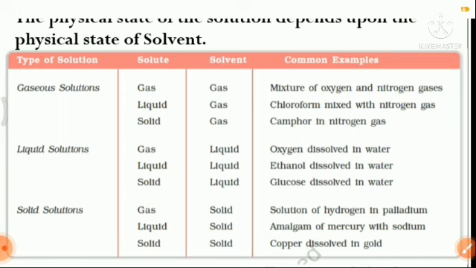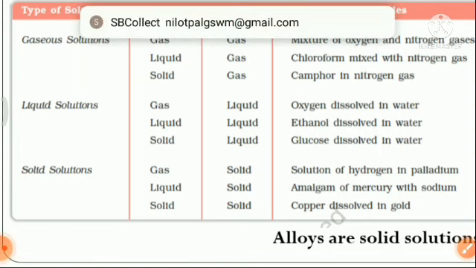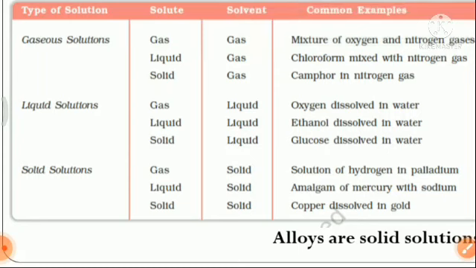So the solute can be gas, it can be liquid, it can be solid. For a gaseous solution, the solute can be anything: gas, liquid, or solid, but the solvent will always be a gas. If you look at gaseous solutions, you will see that all the solvents are gases. In the first case, if the solute is a gas, then also you will get a gaseous solution. An example is a mixture of oxygen and nitrogen gas.